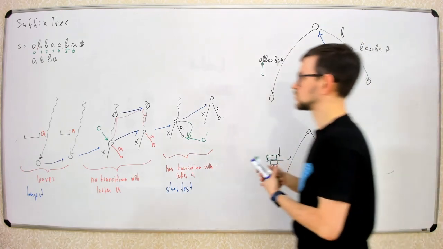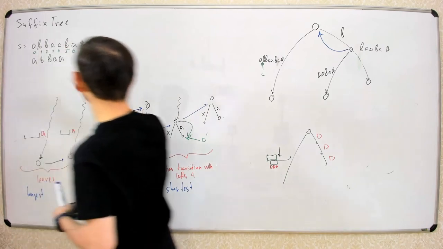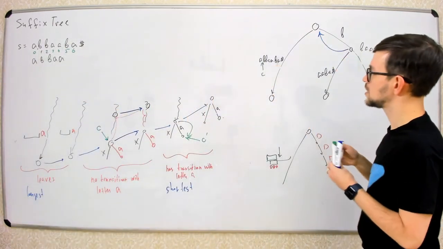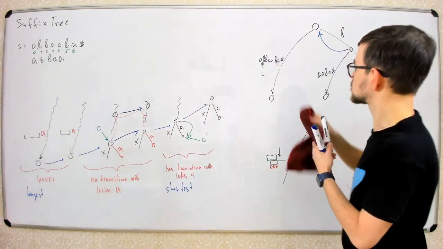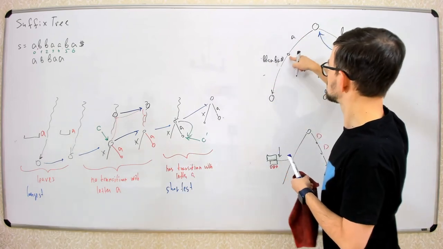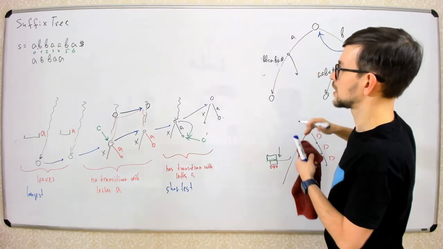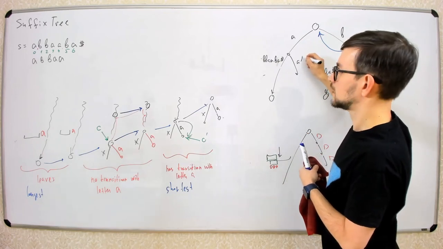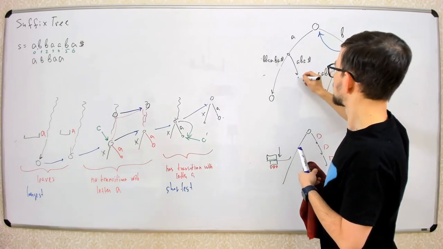And so on. Well, let's add a few more characters. So now we need to add A. Here we don't have a transition with A, so we split this edge. Again, here will be A. We're standing here, create a transition with A, B, A, dollar.